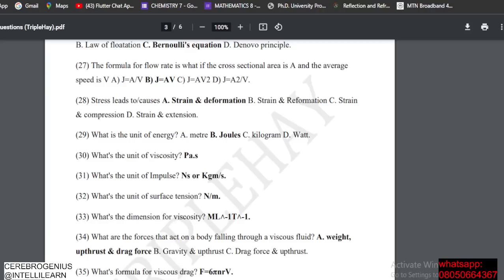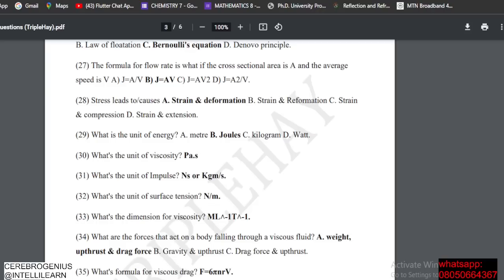So let's assume that they say this stress is an axial stress, or they say it's a longitudinal stress, or they say it's a tensile stress, or they say it's a compressive stress. The general name for all those ones I just mentioned is what? It is axial stress or longitudinal stress. So if that is the case, then we are going to pick strain and compression. And we can also pick strain and extension, depending.